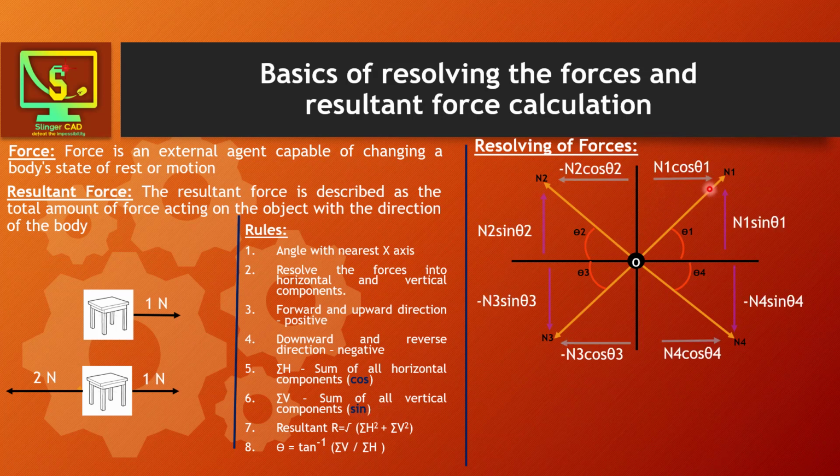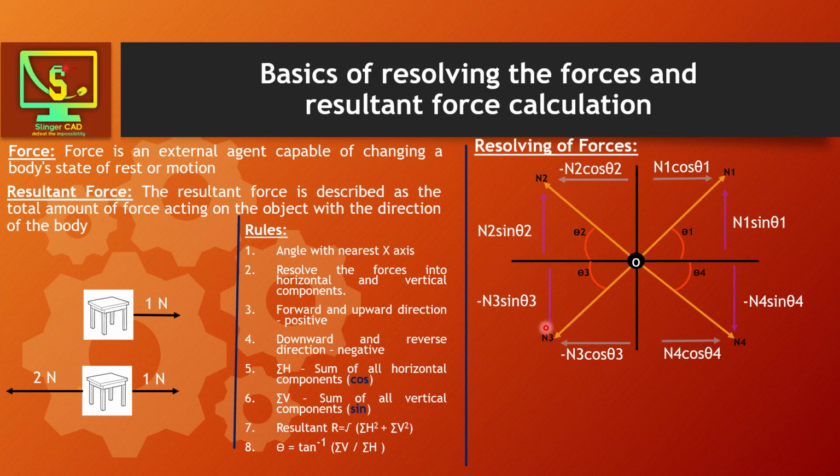So like this we have to resolve this N1 into N1 cos theta 1 and N1 sin theta 1. This is forward direction, so positive, and this is upward direction, so positive. And we have to resolve this N2 into horizontal and vertical components: minus N2 cos theta 2 and N2 sin theta 2. Here this is reverse direction, so as per the rules it should be negative, and for the horizontal component we give cos theta 2, and this one is in upward direction, so we give positive N2 sin theta 2.